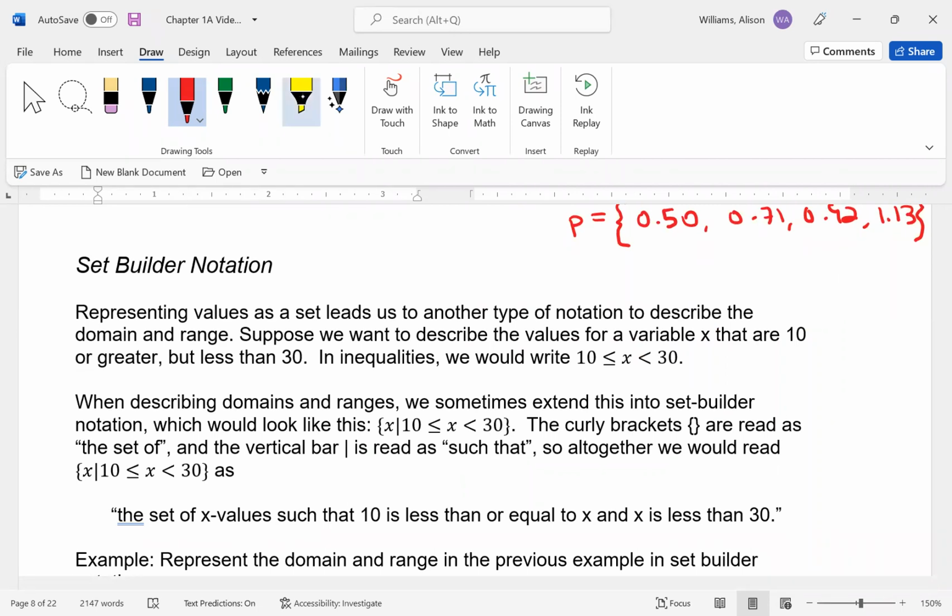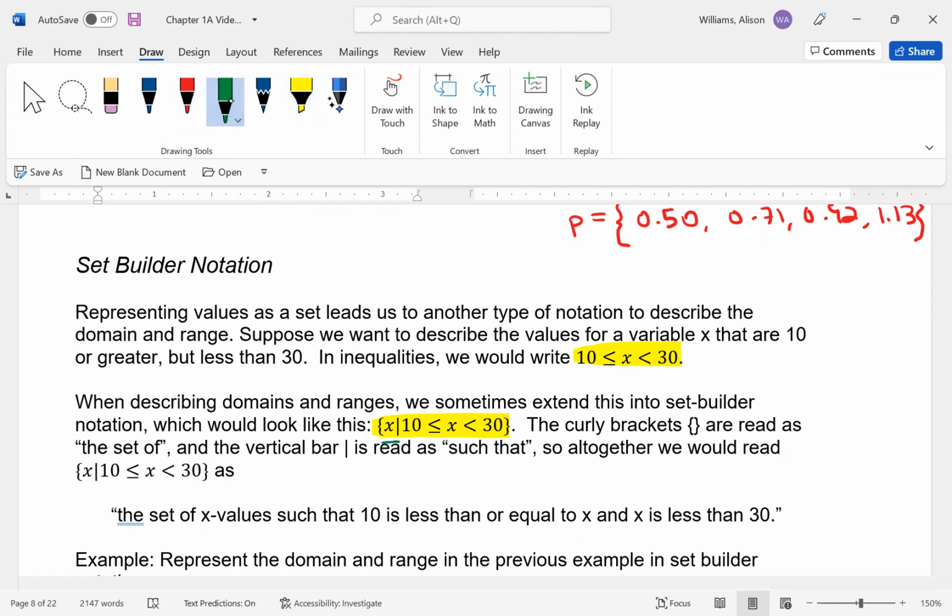So for instance, if we're talking about an inequality where x is bigger than or equal to 10, but less than 30, in set builder notation it's going to look like this: the squiggly brackets, and this part at the beginning is telling us what the variable is that we're defining.